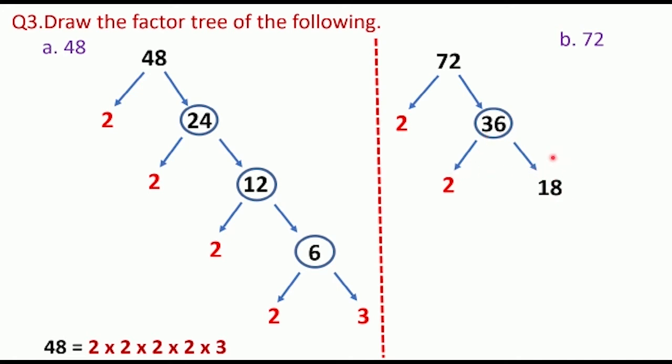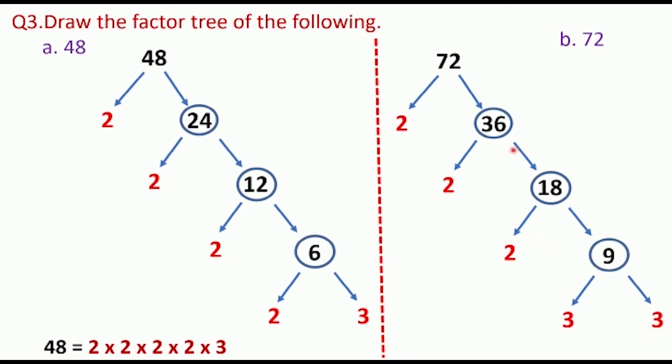Okay. Now divide this 18. This 18 can be divided by 2 again. So write here 2. 2 9s are 18. So write here 9 again. Again this 9 can be divided. This 9 cannot be divided by 2. This 9 can be divided by 3. Okay. So write here 3. 3 3s are 9. When you divide 3 by 3, you will get 1. So write here also 3.